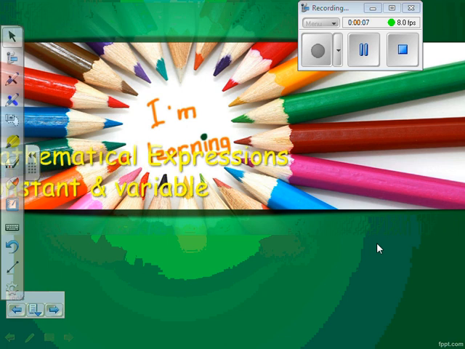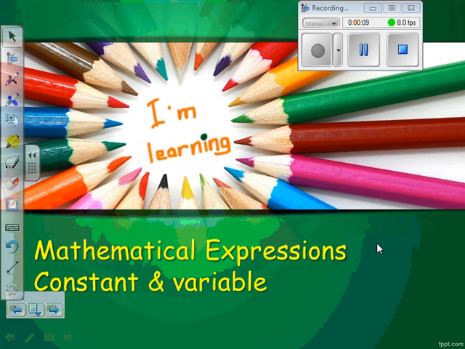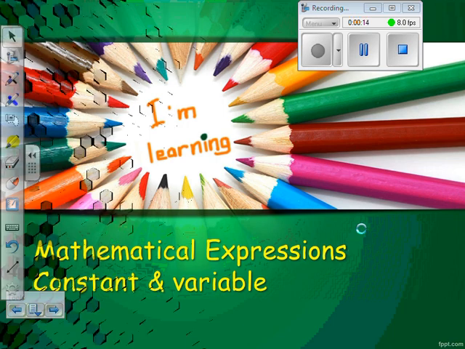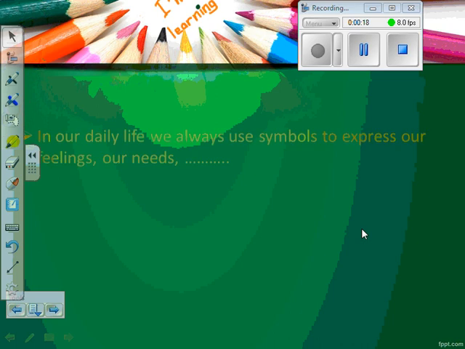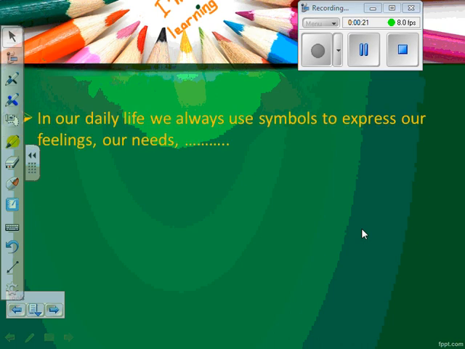Our lesson today is called mathematical expressions and constant and variable. Let's start with the mathematical expression. In our daily life, we have always used symbols to express our feelings, our needs, and so on. Also, in mathematics, we always use symbols such as x, y, and z to express numbers.